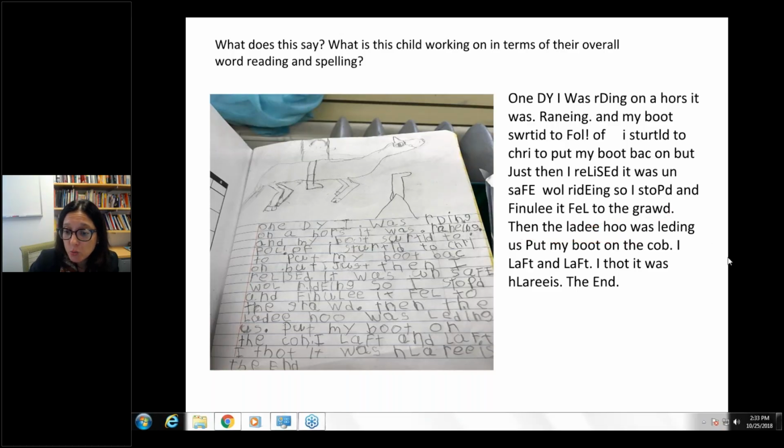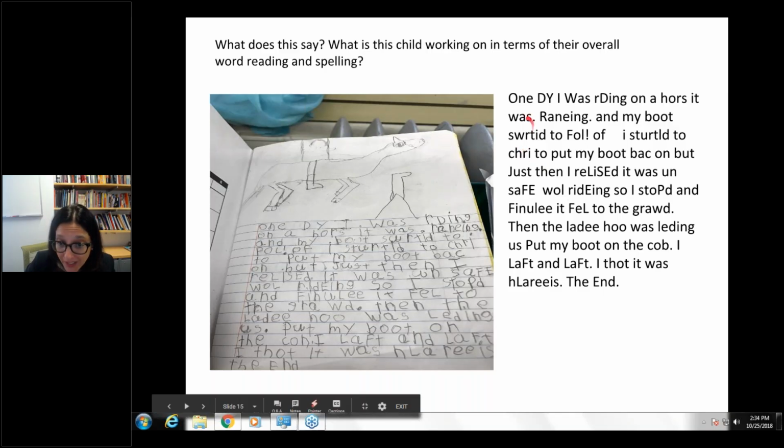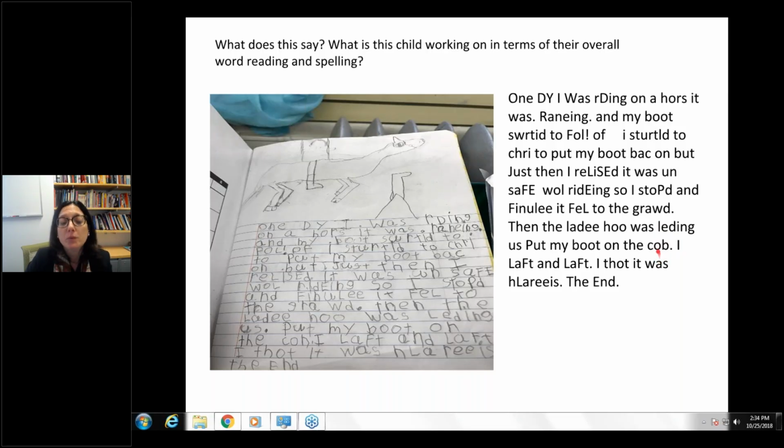Then the lady who was leading us put my boot on the, can anyone get this one? Where the lady put his boot? Yes, James, the curb. This is the word curb, cob, right? So we're seeing here there's a bunch of examples where the r is really hard for the child to hear, and then thus becomes hard for the child to spell. So automatically, just from analyzing the spelling, we know that our blends here, started, try, and now here curb, our r-controlled vowel, would be a great place to start with explicit phonics.